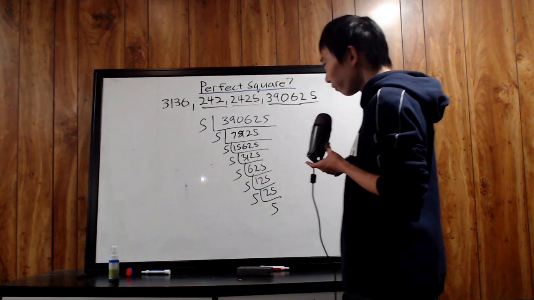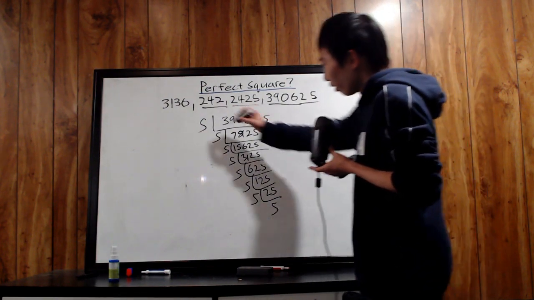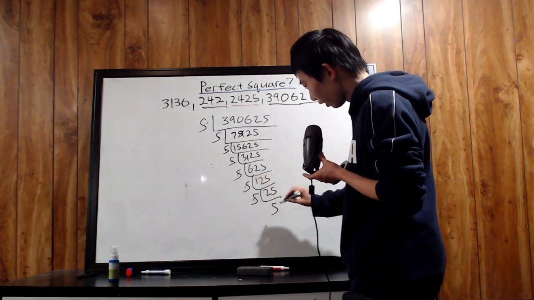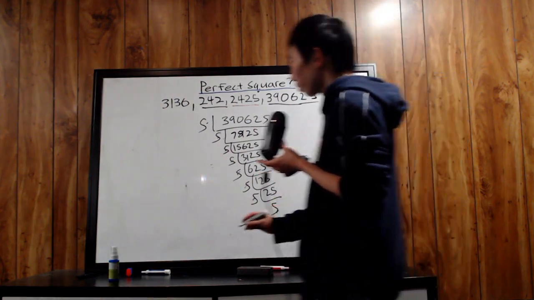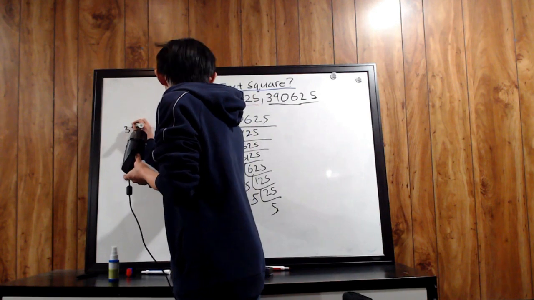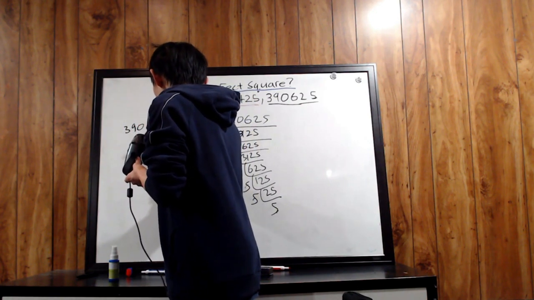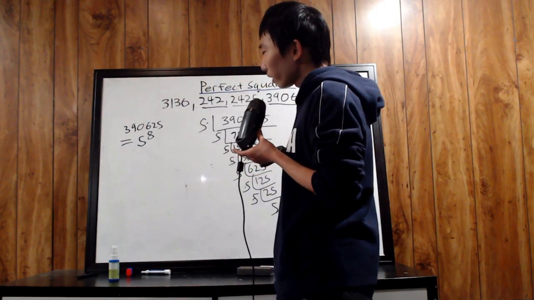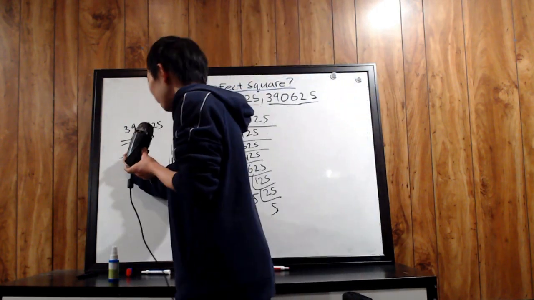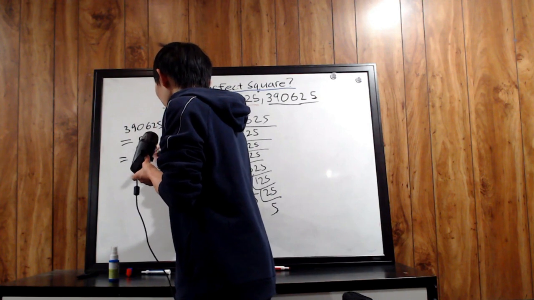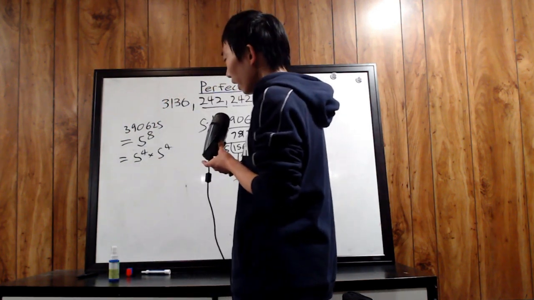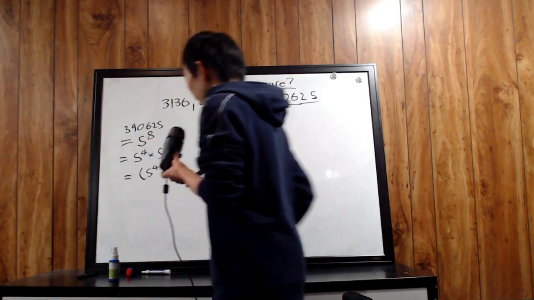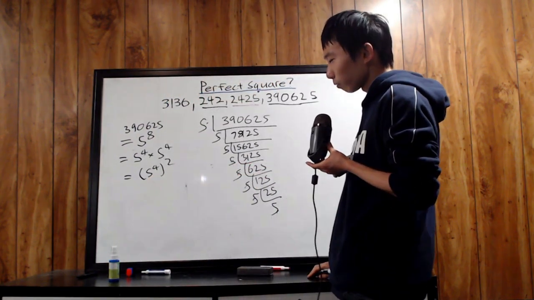Notice, how many factors of 5 are here? We have 1, 2, 3, 4, 5, 6, 7, 8. So we know that this number right over here, 390,625, is equal to 5 to the 8. And what do you notice? We can split this up as 5 to the 4 times 5 to the 4. And here we have 5 to the 4 all squared. There we go.